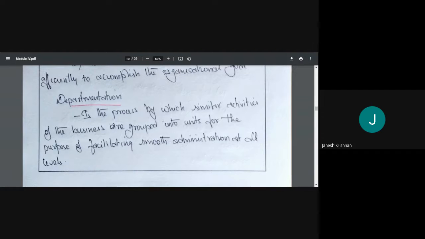Okay. So in our department, when we say stage, okay, so stage decoration, stage design, then music, then lighting. All these activities are similar in a sense, right? They all take part in our stage function. So all these activities have to be grouped into one unit. And why do we do this? To facilitate smooth administration at all levels. So that is what is happening in the department of staging.